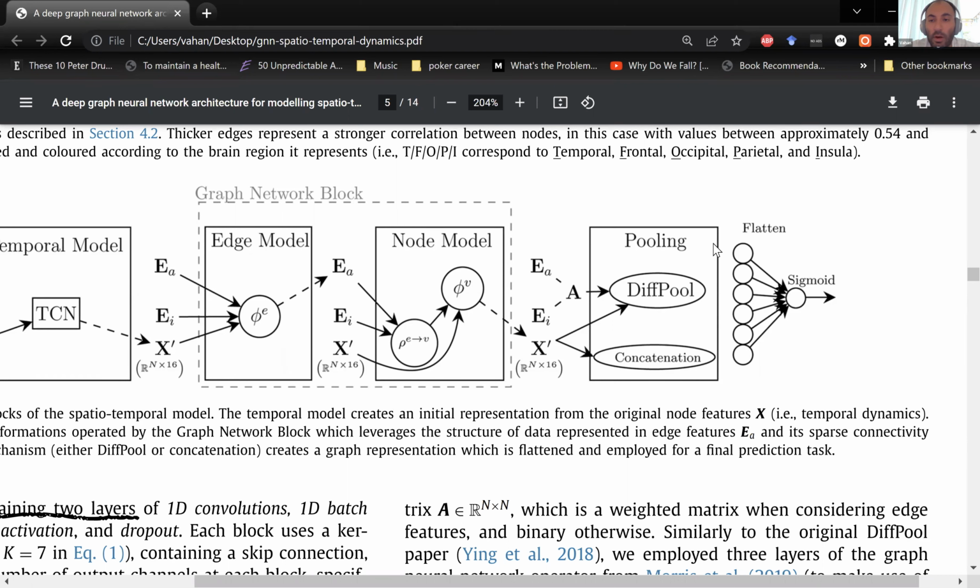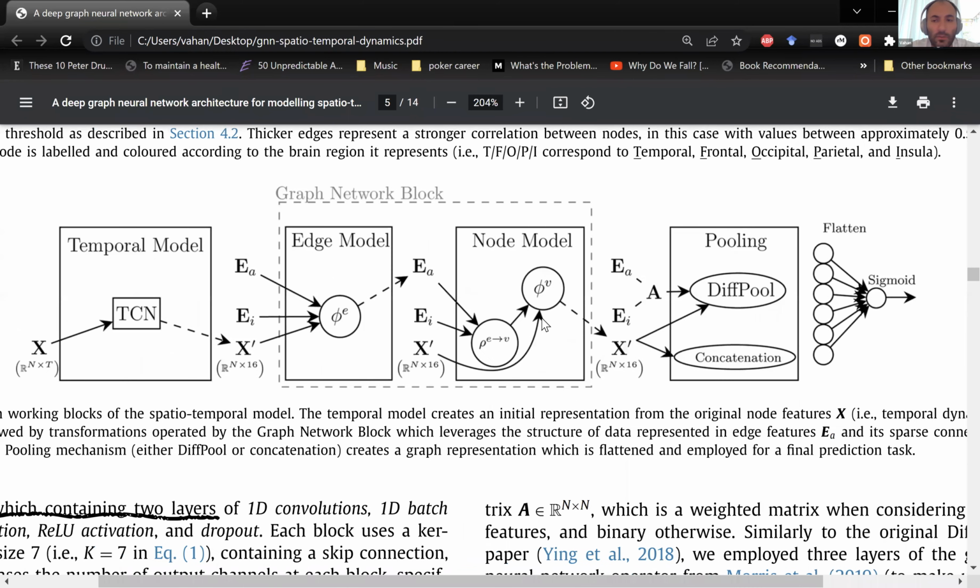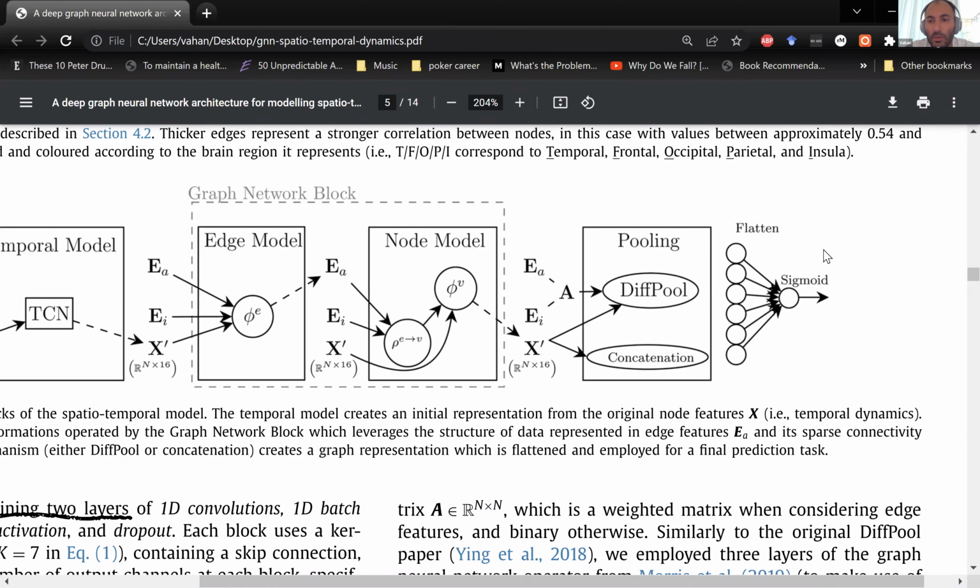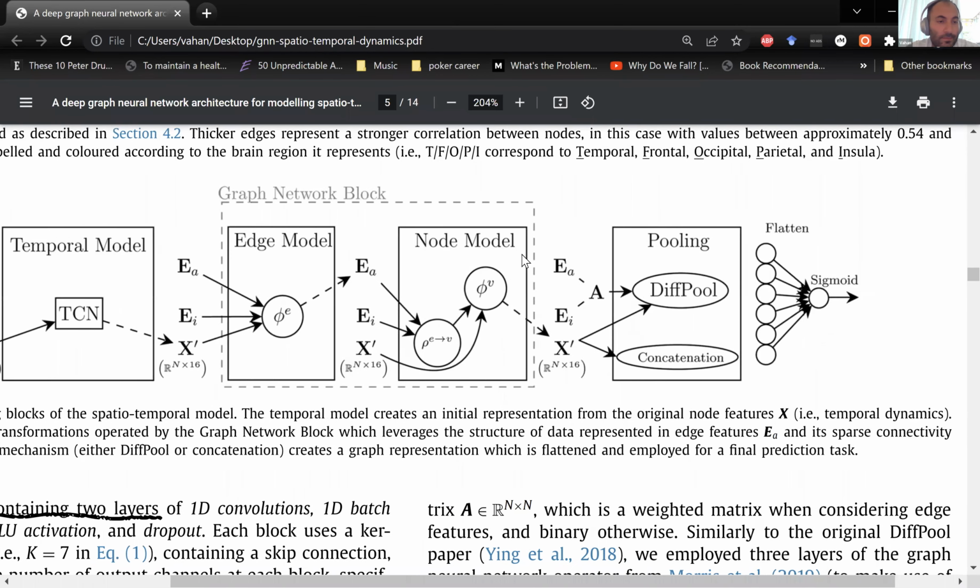And then afterwards, we have a flattening layer that basically just flattens the embedding, reduces dimension, and then we put a sigmoid for binary classification. So this one is for sex prediction. You can have multi-class classification also if you want. But in this case, we have a sigmoid here for binary classification. Okay.